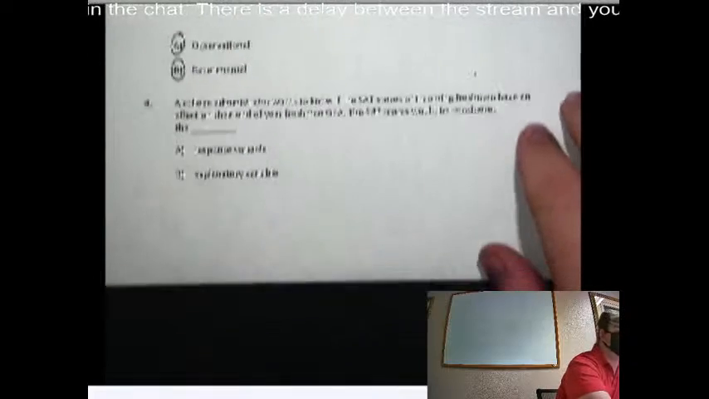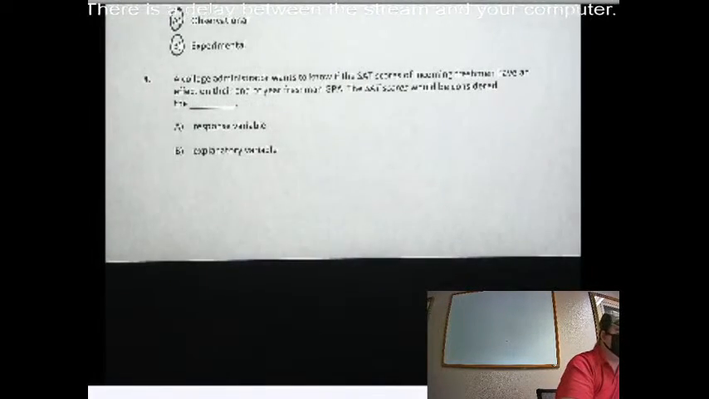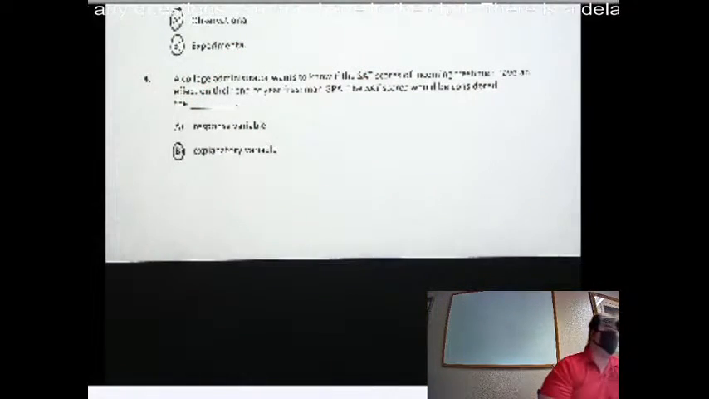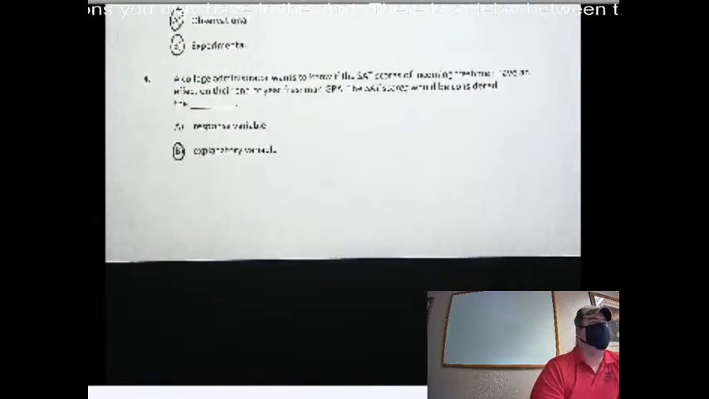Number 4: A college administrator wants to know if the SAT scores of incoming freshmen have an effect on their end-of-year freshman GPA. The SAT scores would be considered the what? Response variable or explanatory variable? I put explanatory, since SAT would explain. Very good, perfect. It's the explanatory variable.